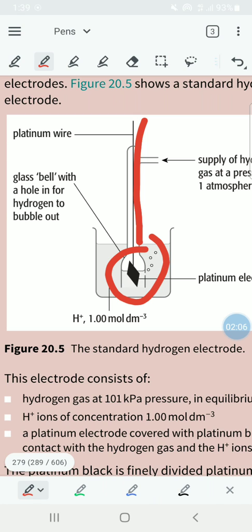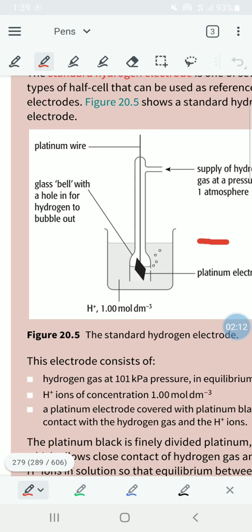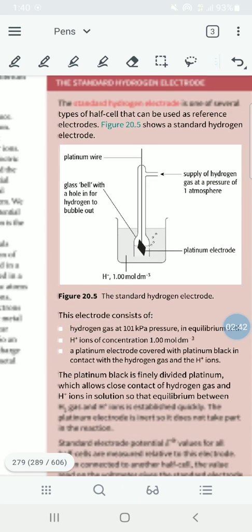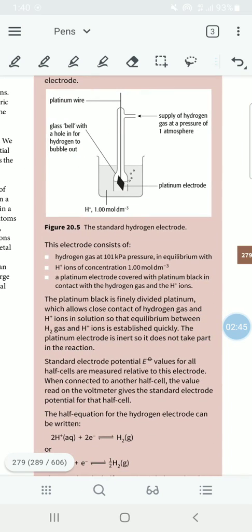So now there is a supply of hydrogen gas at a pressure of 1 atm. From the top, hydrogen gas is supplied into it at 1 atm pressure, right? So that the hydrogen gas will bubble out from the inside. There are some properties that a standard hydrogen electrode should have. We will discuss them in detail. So there are the requirements.